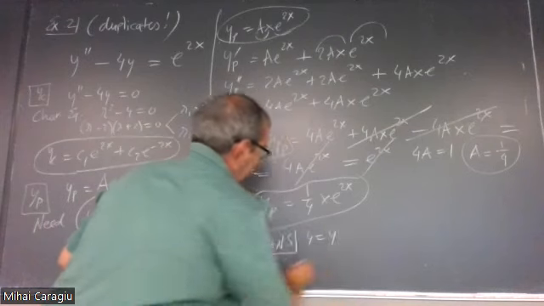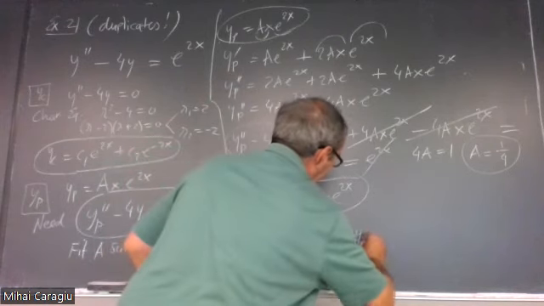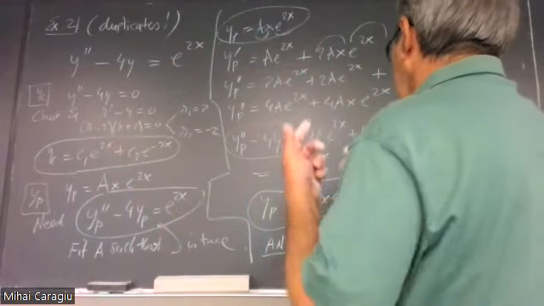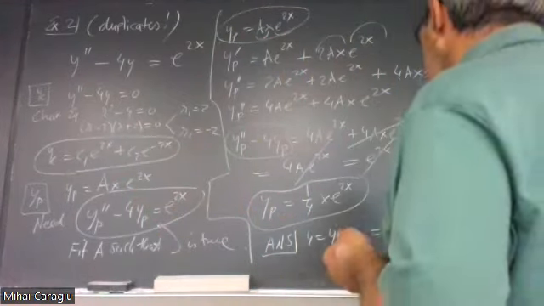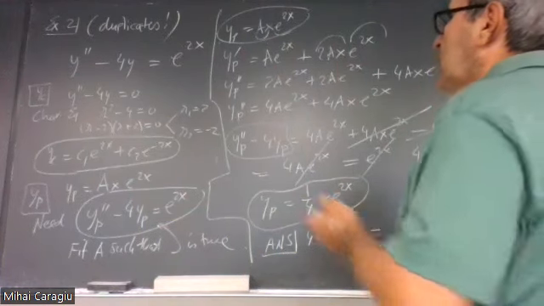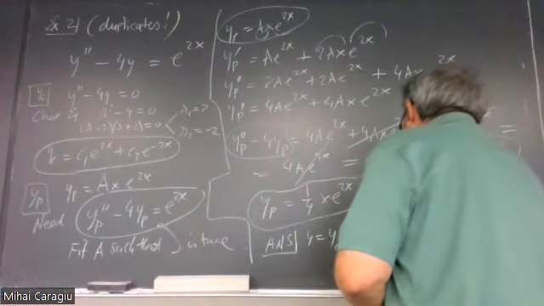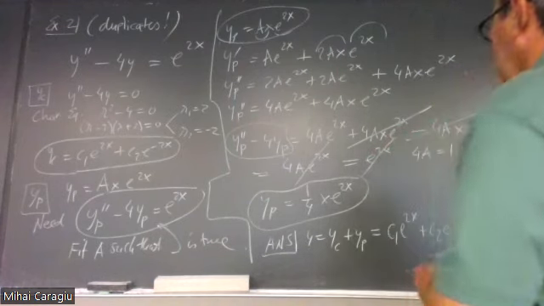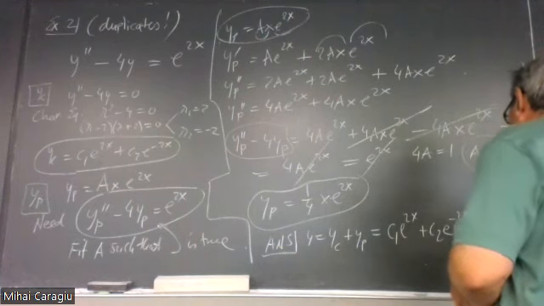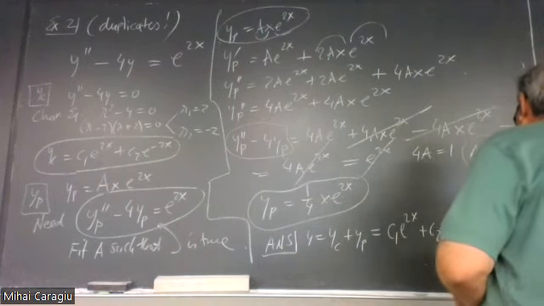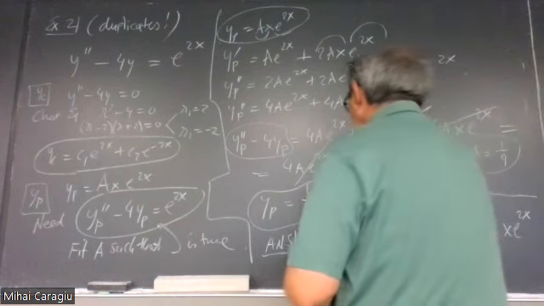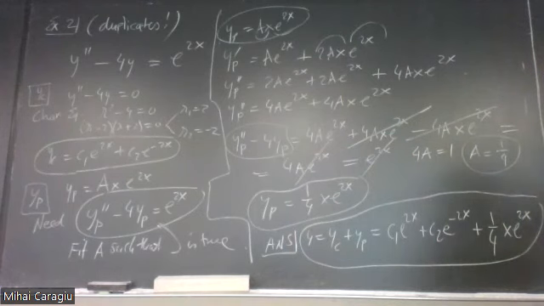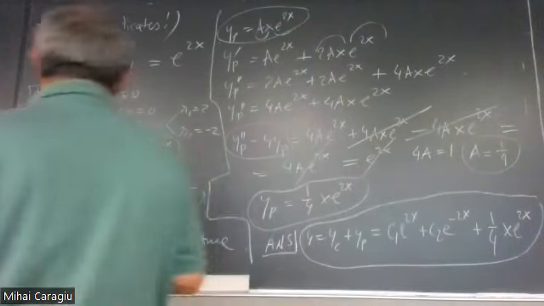So the answer of the problem: y equals y sub c plus y sub p, a sum between y sub c and y sub p, is the general solution of the non-homogeneous equation, right? So this will be y sub c, c1 e to the power 2x plus c2 e to the minus 2x, plus 1 over 4x e to the power 2x. And that's the general solution of the non-homogeneous equation. Y equals y sub c plus y sub p. Okay, so let's do other ones.